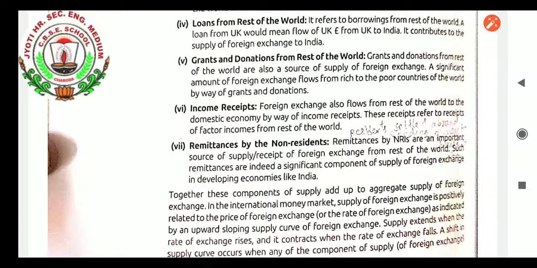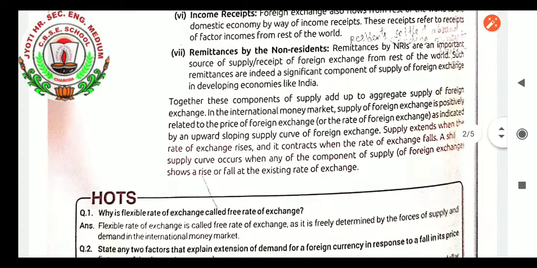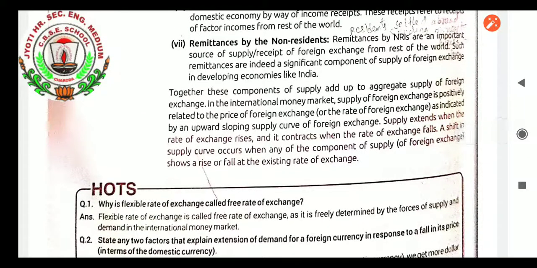Remittances by non-residents. Remittances by the NRIs are an important source of supply, receipt of foreign exchange from the rest of the world. Such remittances are indeed a significant component of supply of foreign exchange in developing countries like India. Together, these components of supply add up to the aggregate supply of foreign exchange.